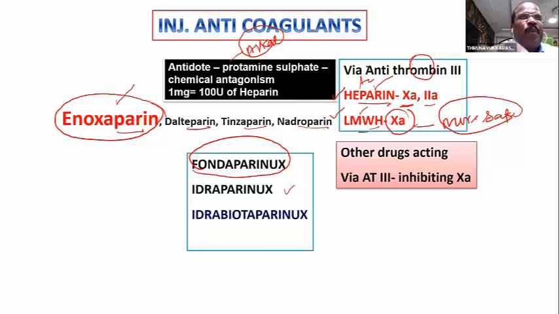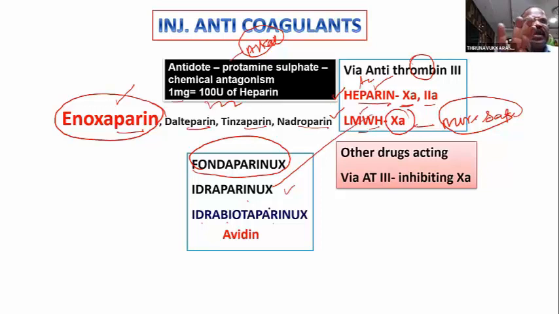And one more point, 1 mg of protamine is able to neutralize about 100 units of heparin. This is also important. Whereas for LMWH and for fondaparinux, idraparinux, we don't have a specific antidote. Whereas for idrabiotaparinux, we have one antidote called avidin. Avidin may be the antidote for idrabiotaparinux. Good, protamine sulfate, very good answer.